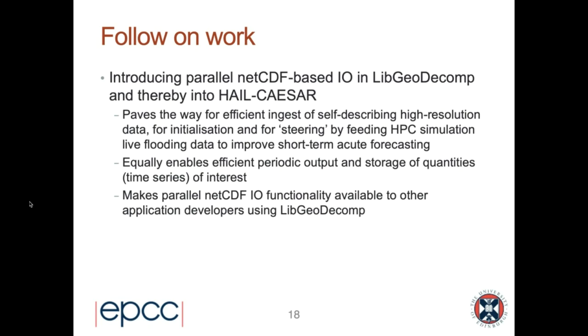And a side effect of this is that, having been able to leverage the considerable development work that's gone into creating LibGeoDecomp, we can feed back into it and make this NetCDF IO functionality available not just to Hail Caesar, but also to any other stencil code that's using LibGeoDecomp. So it's a nice example, hopefully, of improving the application, improving the HPC library as well, and improving the science that the community can do, as well as improving an HPC-specific, application-agnostic library. So that's essentially what I wanted to describe about the project.